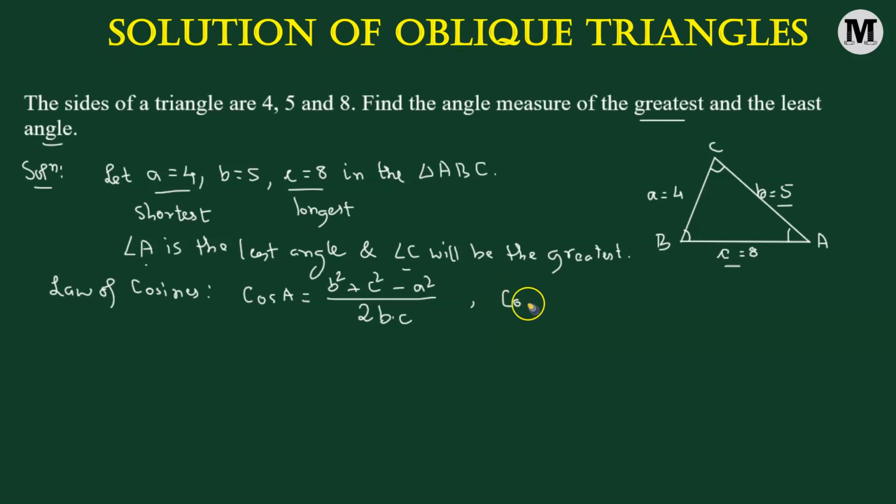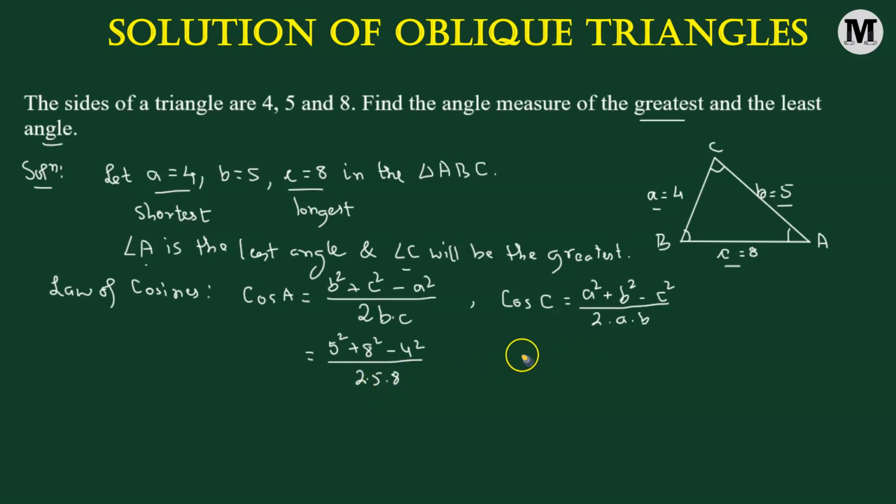Similarly, we can also define cosine of angle C. Cosine of angle C is going to be, taking the adjacent sides a and b, a squared plus b squared, and from here we subtract c squared, divided by 2 times the product of the adjacent sides. Now that we have the values of a, b and c, let's substitute. For cosine A we get 5 squared plus 8 squared minus 4 squared, divided by 2 times 5 times 8.